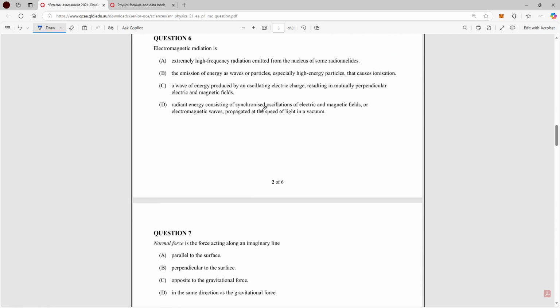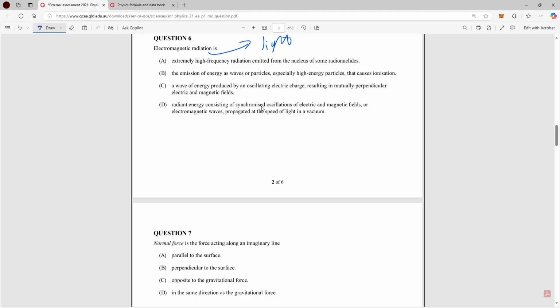Alright, question 6. Electromagnetic radiation is... and then we have the following. Extreme high frequency radiation emitted from the nucleus of some radionuclei. That's not really true. It's basically just light. Okay, so we want to find the best description for light. So here we'll look through. Now light travels at the speed of light, but it has electric and magnetic fields oscillating perpendicular to one another. Okay, so here we want to look for words like that.